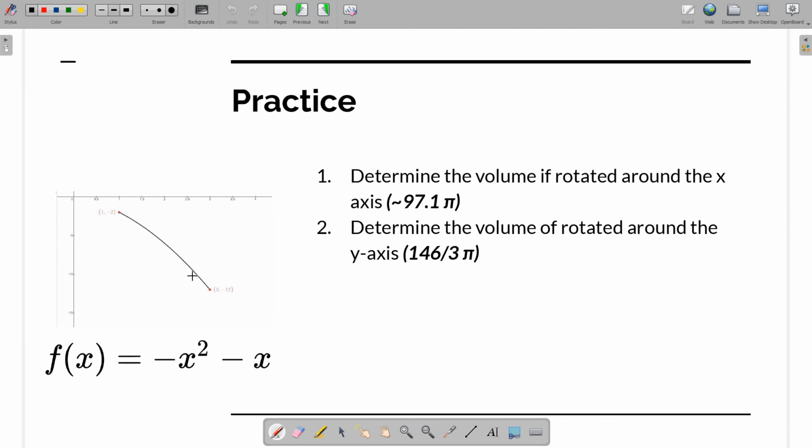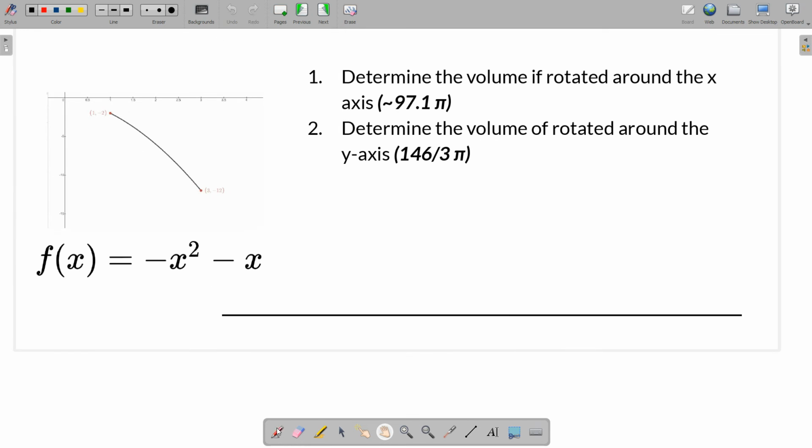Let's do one more for posterity's sake here. So we want to rotate around the x. So again, I'm just going to imagine what's happening here. I'm rotating this all around my x, creating something that looks like this. And so in order to find the volume, I'm going to integrate from, what do I got here?